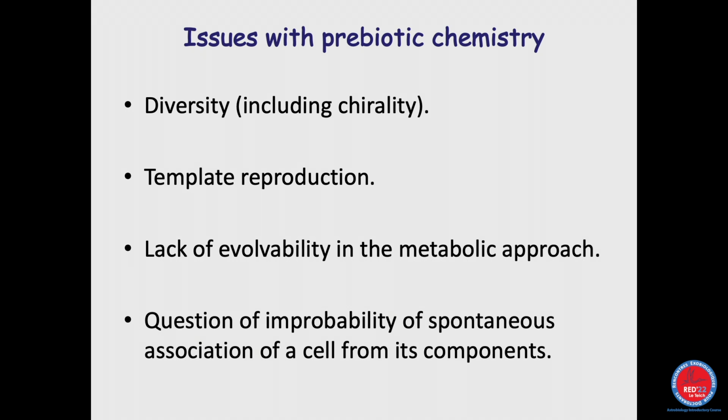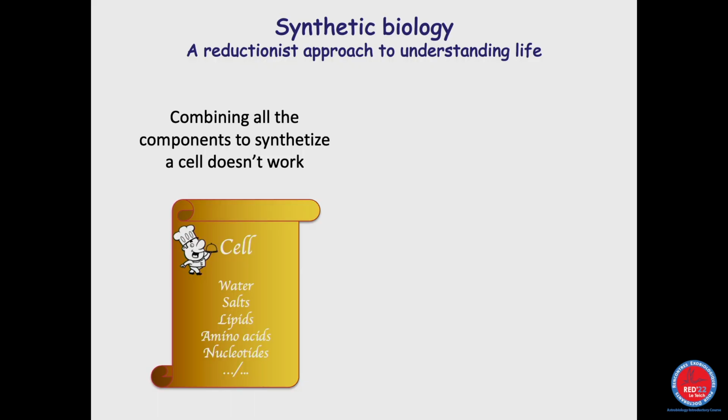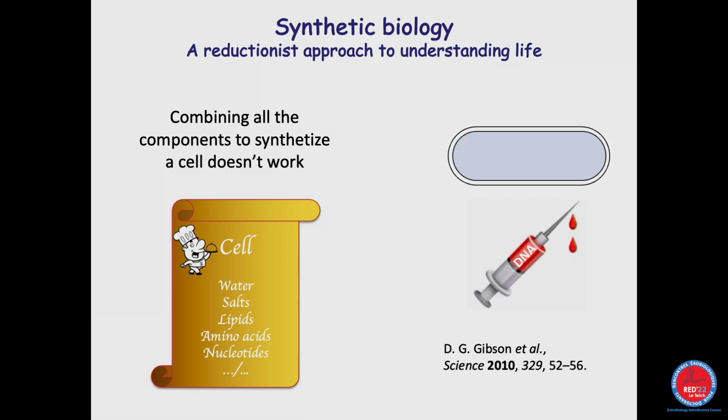And we have also an issue about the improbability of the spontaneous association of a cell from its components. And in fact, this is the goal of synthetic biology, making an artificial cell from chemical components. The idea is that you can have a recipe for a cell that you introduce in the good order, and then you get it. But this doesn't work. The only very important success of synthetic biology were the experiments made by Craig Venter that have shown that if you start from a living cell, if you remove all the genetic component of this cell, and if you inject in this cell a synthetic genome, the cell is capable of working.